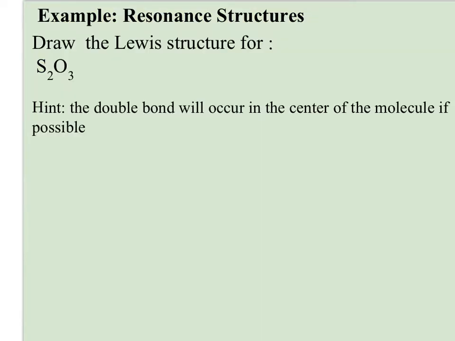So here's another example. It says draw the Lewis structure for S2O3, and I've given you a hint here. It says the double bond will occur in the center of the molecule if possible. So really, this would be better classified as a non-example, because when we look at this, I have sulfur. Sulfur each have 6 electrons. Oxygen also has 6. So I've got 30 electrons here. When I draw this, my 2 sulfur atoms go in the center. I have 3 oxygen to attach.